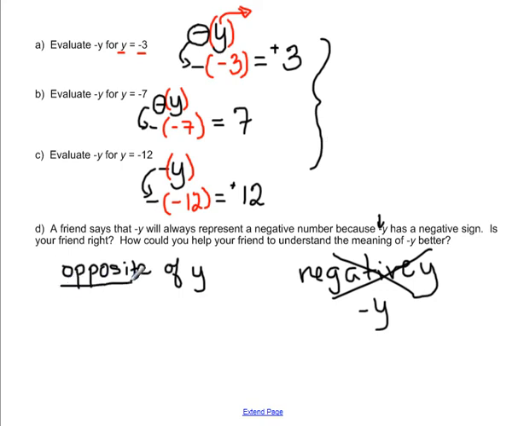So if we think about it always as the opposite of y, that's just going to tell me I want the opposite of whatever the value of y is. If y was a positive number, the opposite would be negative. But if y is a negative number, as we saw up in our examples, the opposite is always going to be a positive number.